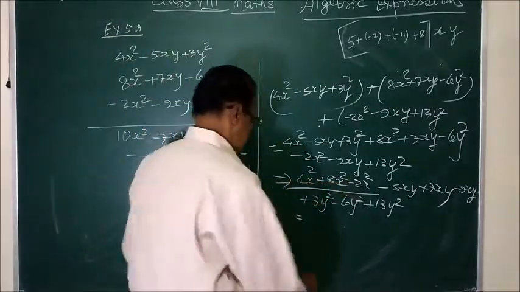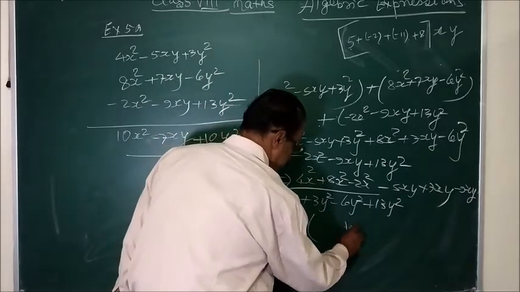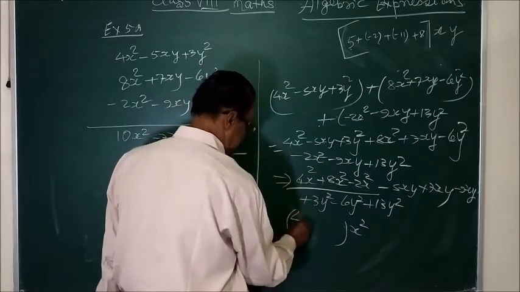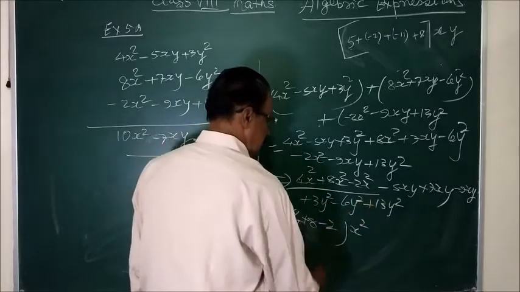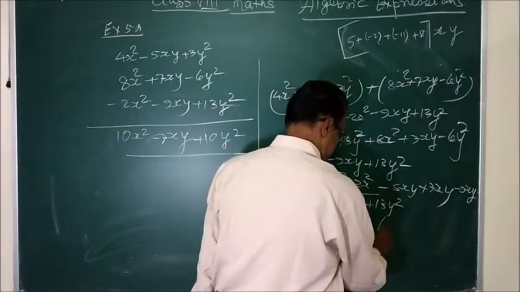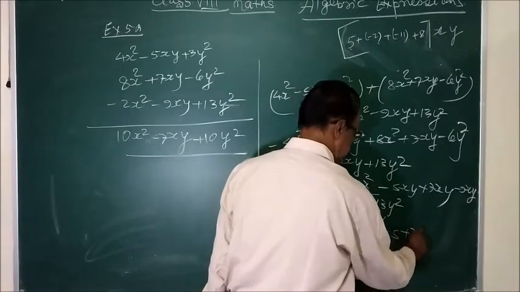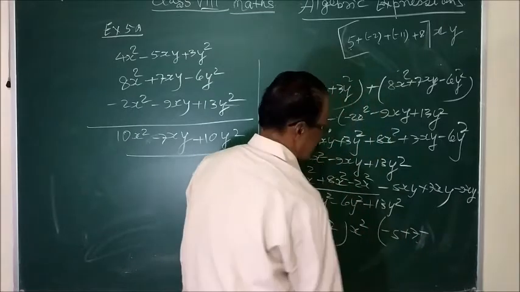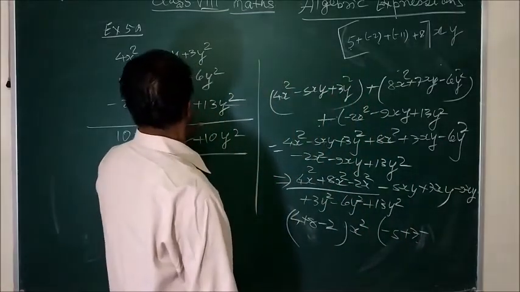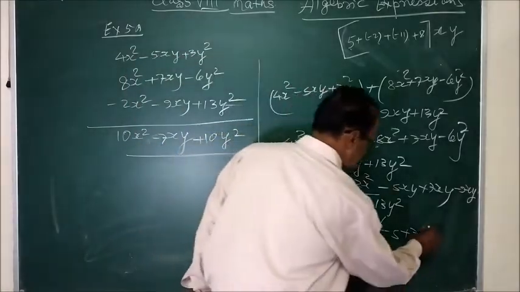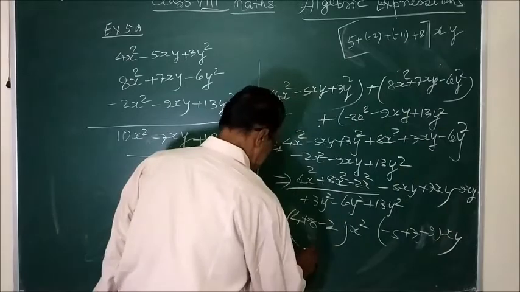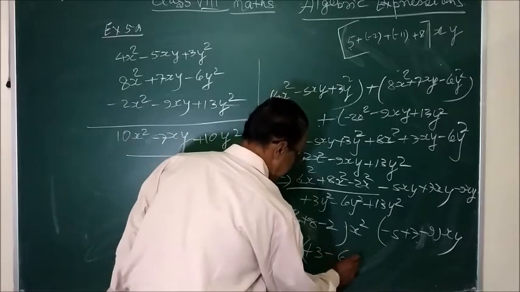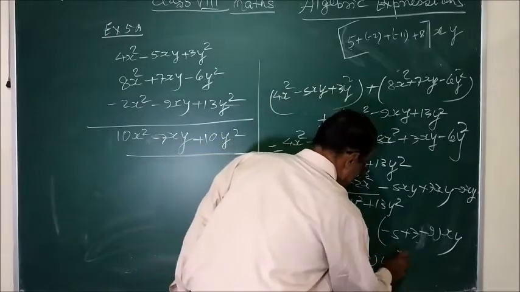Now you take the common variables outside and simplify the numerical coefficients: 4 plus 8 minus 2. And this will be minus 5 plus 7, and minus 9xy, minus 9, and this will be xy, and similarly plus 3, minus 6, plus 13, and you simplify.